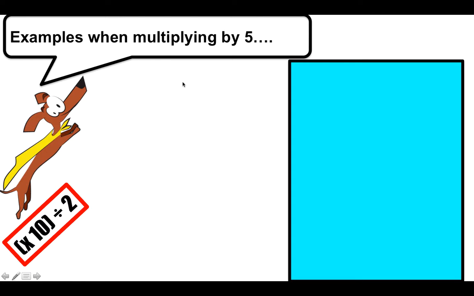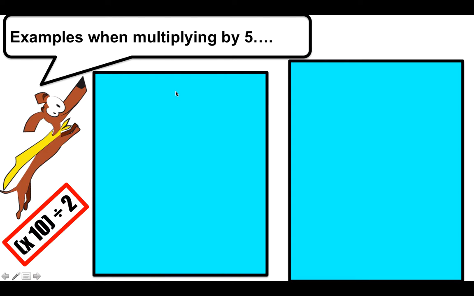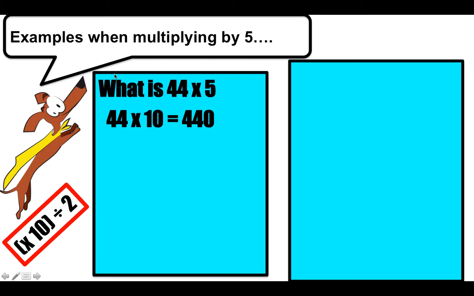So, examples when multiplying by 5. What is 44 times 5? This might be the type of typical question that we'd get. So, let's use our rule, multiply by 10 and divide by 2. 44 times 10 is easy to do. We know how to do that, multiplying by powers of 10. So, 44 times 10 is 440.